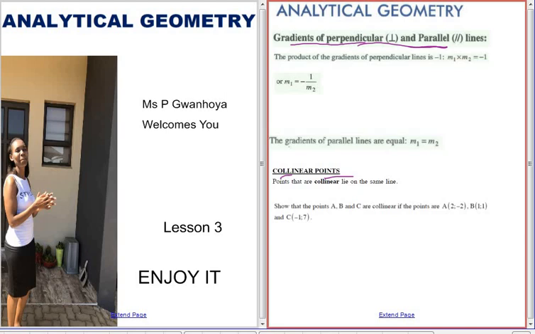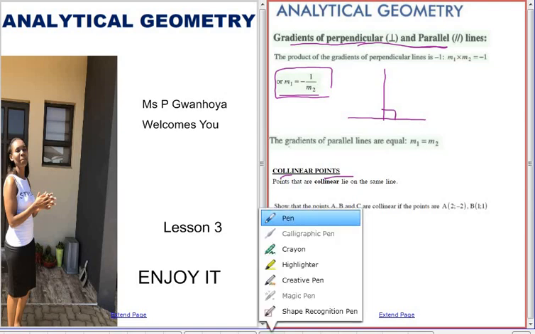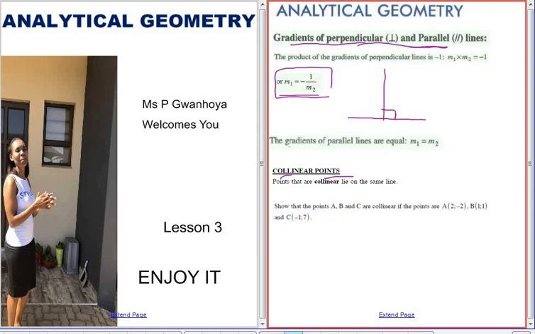Okay, so to start with, let's talk about the perpendicular lines. This is the relationship that we already know. If two lines are perpendicular, they look like this. They are at 90 degrees to each other. Let's just call this line here line 1.